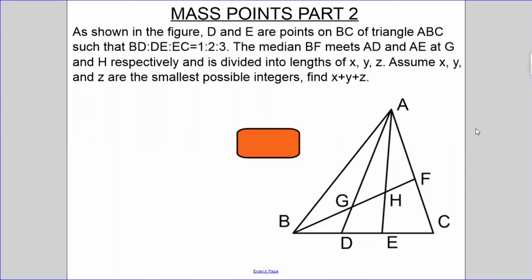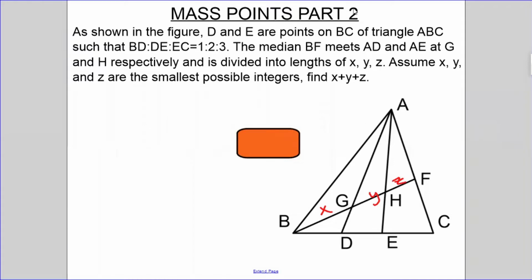The other piece we know is that BF is a median, even though it kind of doesn't look like it in this picture. We know BF is a median, so we're going to have that 1 to 1 ratio on AC. We're also told that we're essentially splitting this into X, Y, and Z. And so we're going to use mass points here, but we have a couple issues.